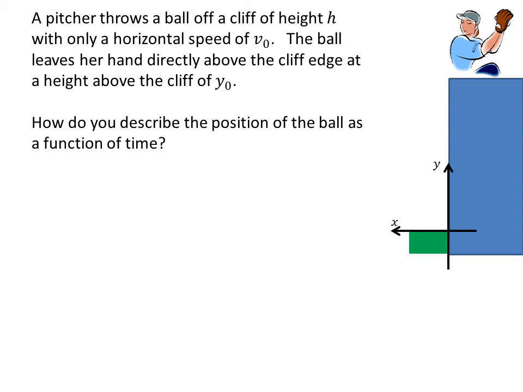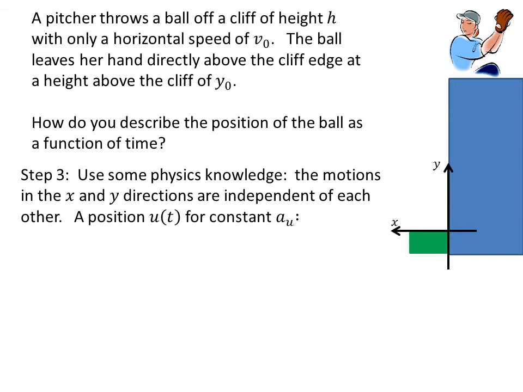So how do you describe the position of the ball as a function of time? Well, our third step is to use some physics knowledge. The motions in the x and y direction are independent of each other, so we can deal with them one at a time. A general position u of t, this would be x, y, or z, as a function of time, when there's a constant acceleration in the u direction, a sub u, is given by this formula. So u as a function of time is equal to the initial u position, u sub naught, plus the initial velocity in the u direction, that's v sub u comma 0, times time, plus 1/2 times the acceleration in the u direction, times t squared.